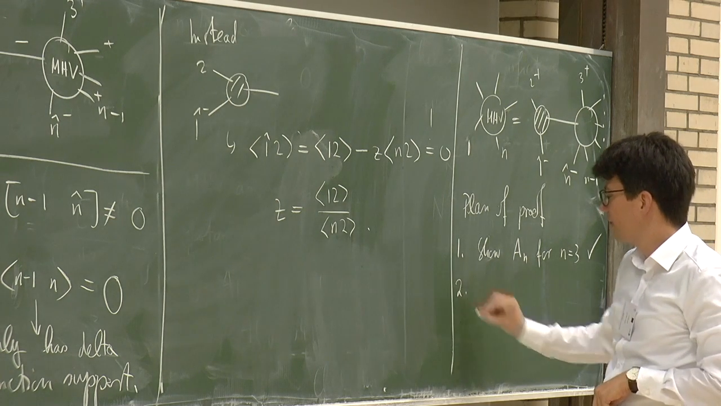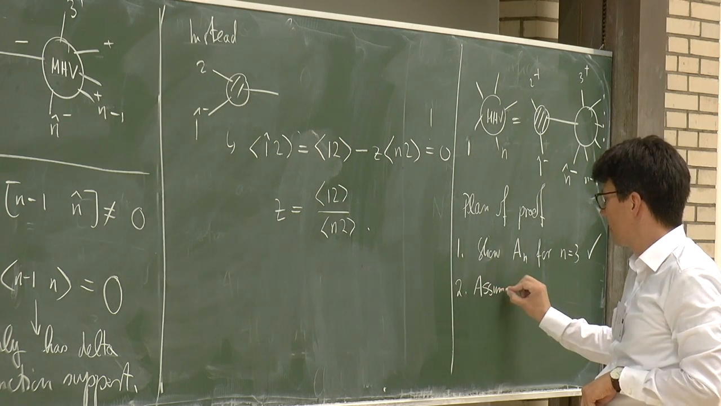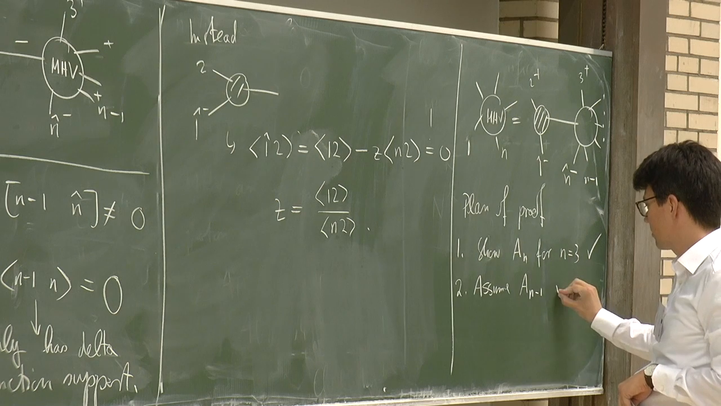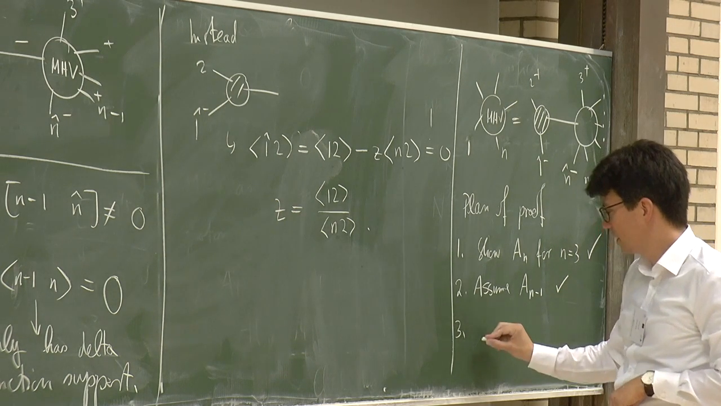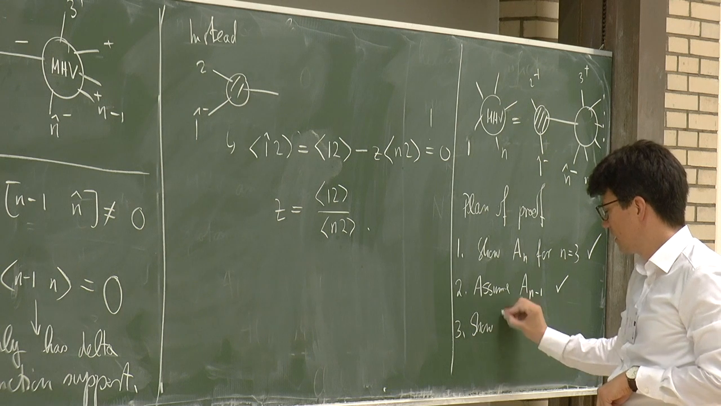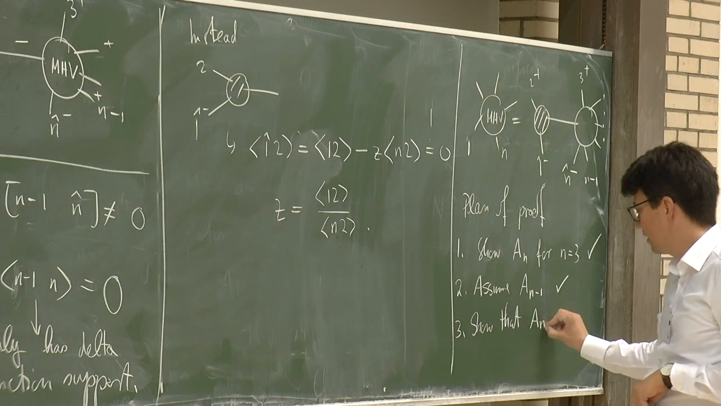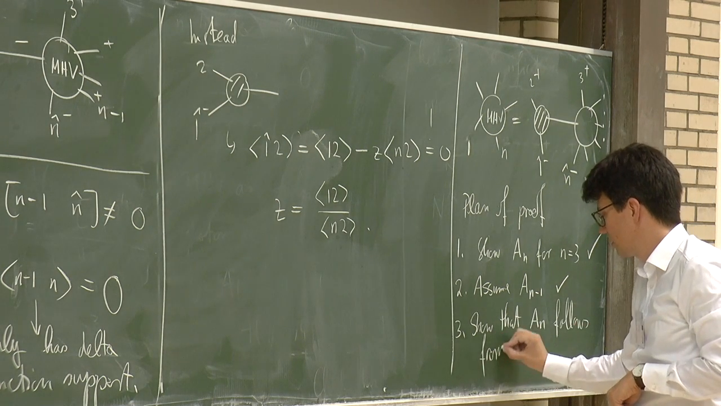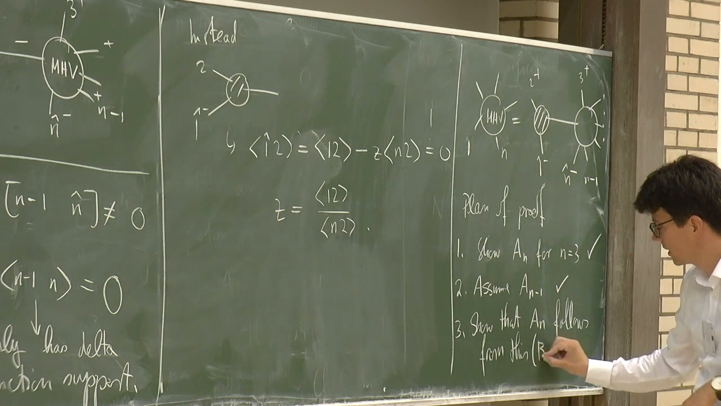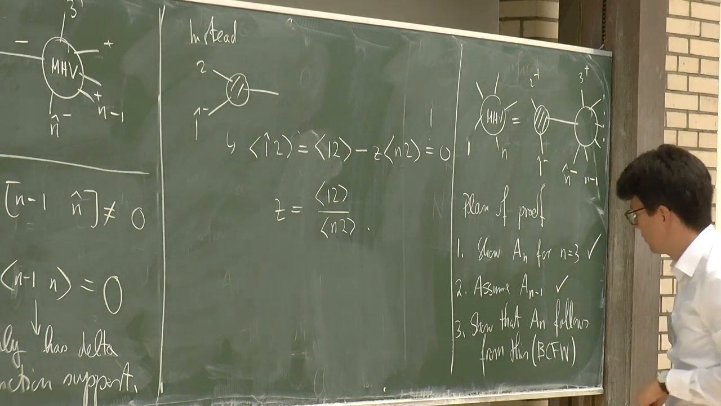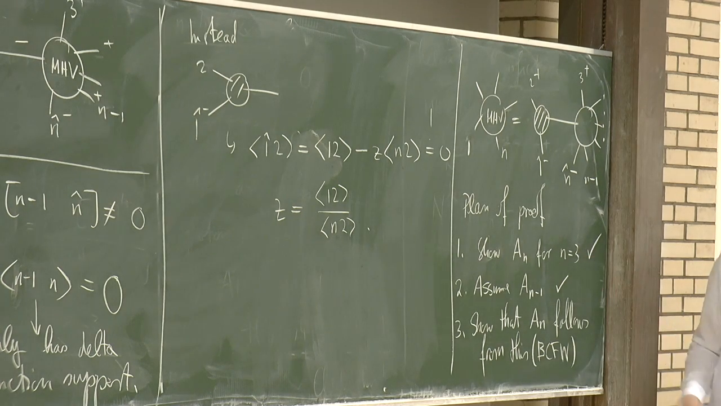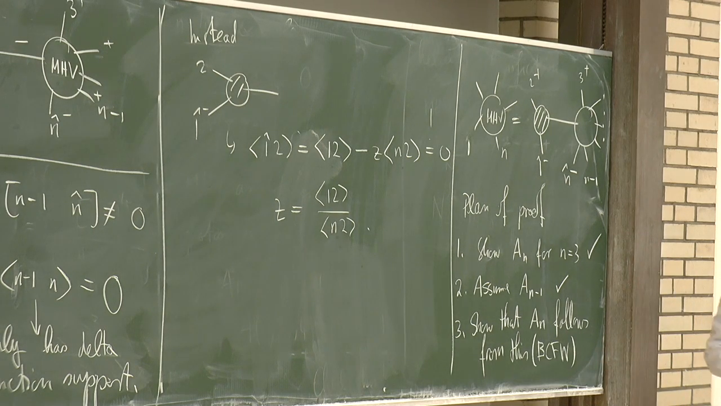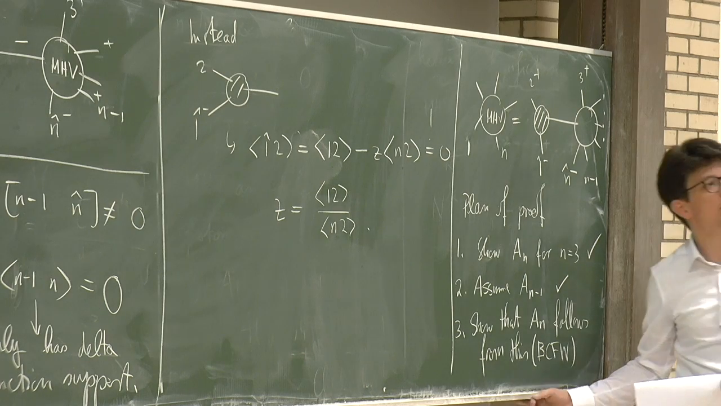So this is fine. Then as usual, you assume that the formula for n minus 1 is okay, and then you do the induction step. You show that the n-point amplitude follows from this, which you do thanks to the BCFW formula. And so then, since the formula is true for n equals 3, and since you can always increase n, you've proven it for any n. So that's the strategy, and that's what I'd like to give you as homework.